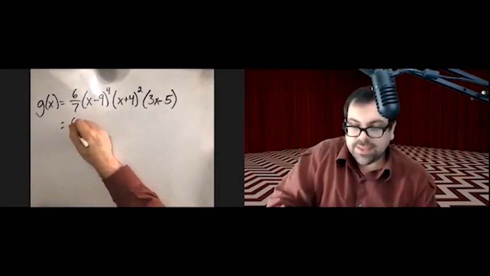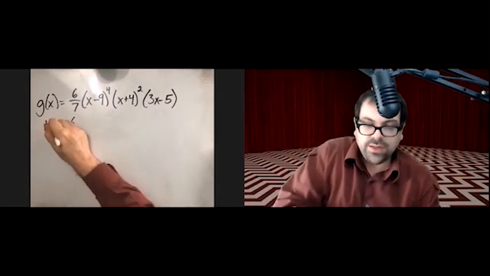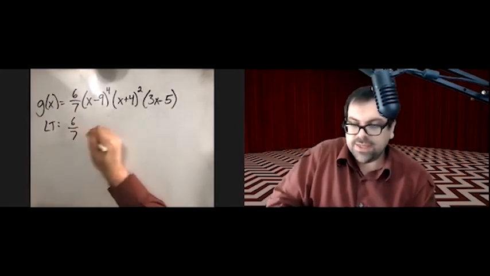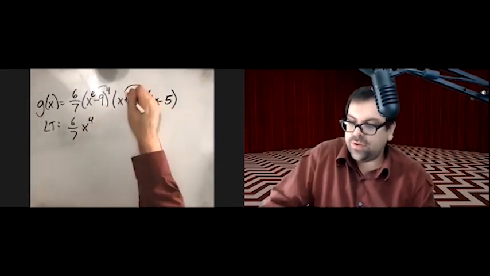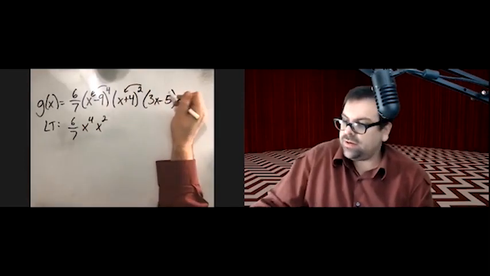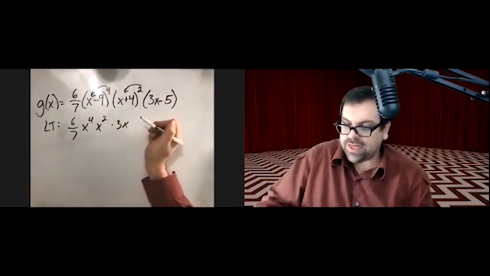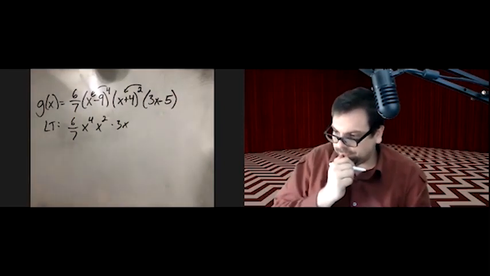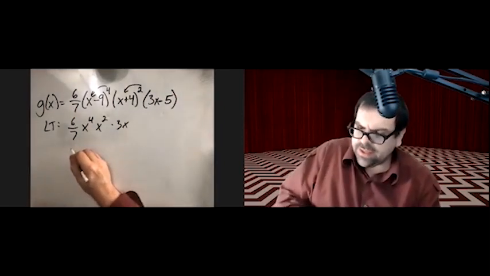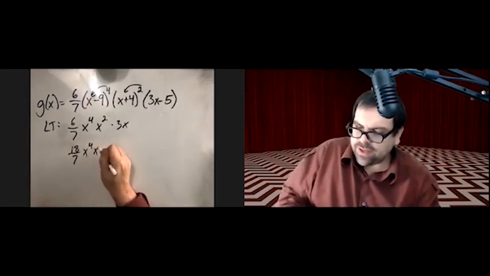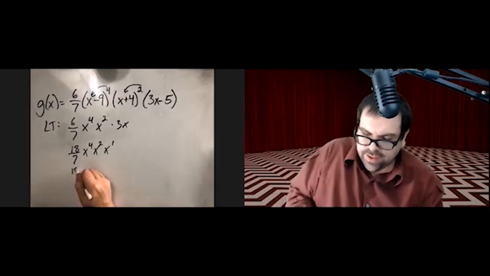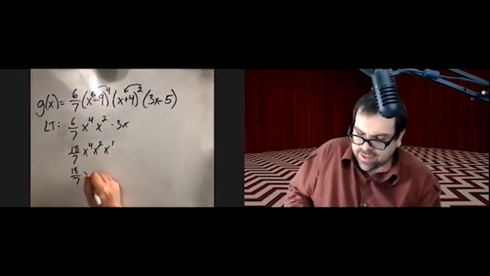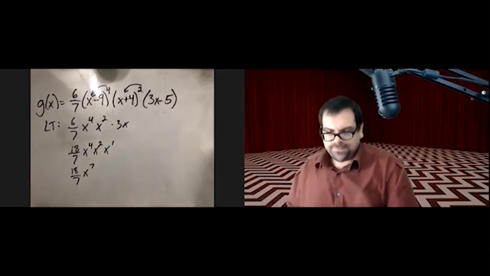This is going to be a not equal to, we just want the leading term. The leading term is going to be 6/7 times x to the 4th times x squared times 3x. That's going to be 18/7 x to the 4th x squared x. That x is to the 1st. 18/7 x to the 7th. 4 plus 2 plus 1.